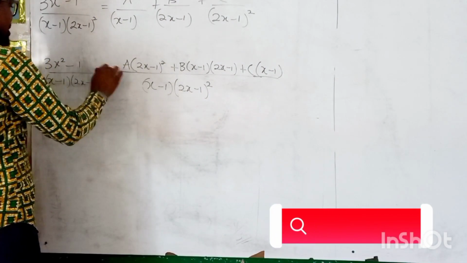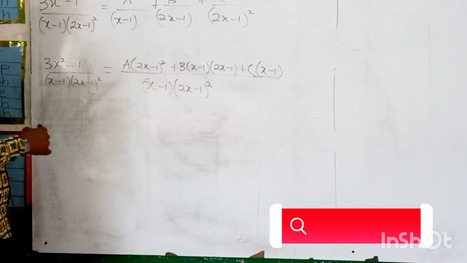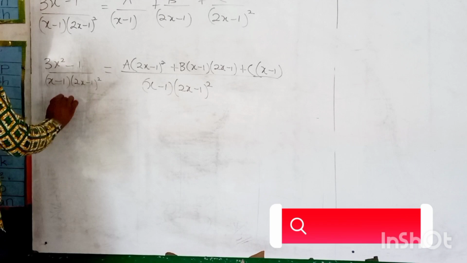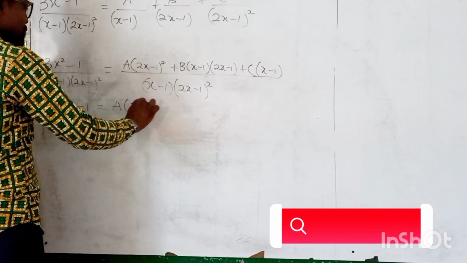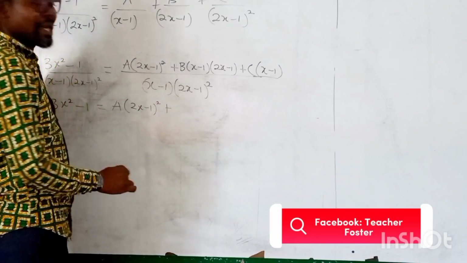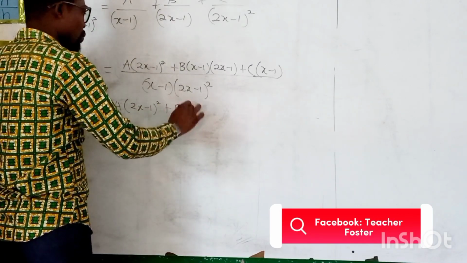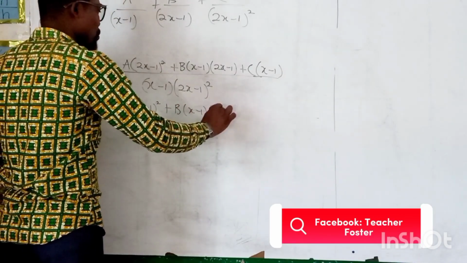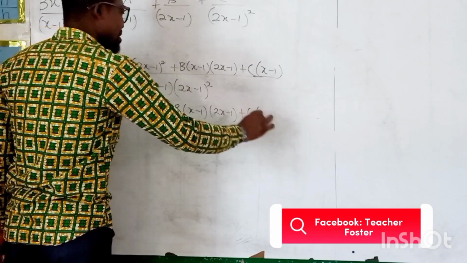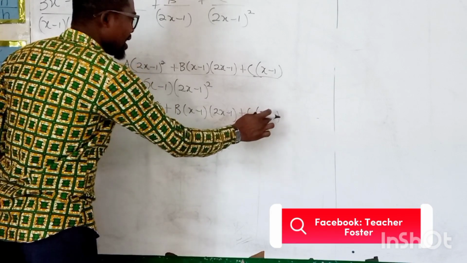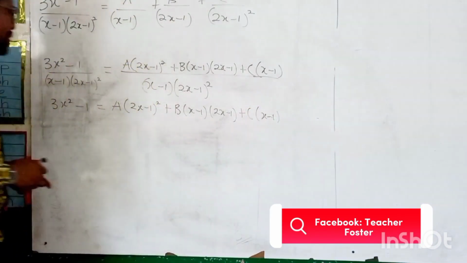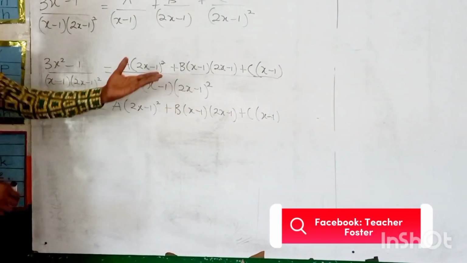Since my denominators are the same, I'll concentrate on the numerators. So 3x squared minus 1 is equal to A bracket (2x minus 1) squared plus B, which is (x minus 1)(2x minus 1), plus C(x minus 1). I need to find the constants A, B, and C, so I need to eliminate some of them.